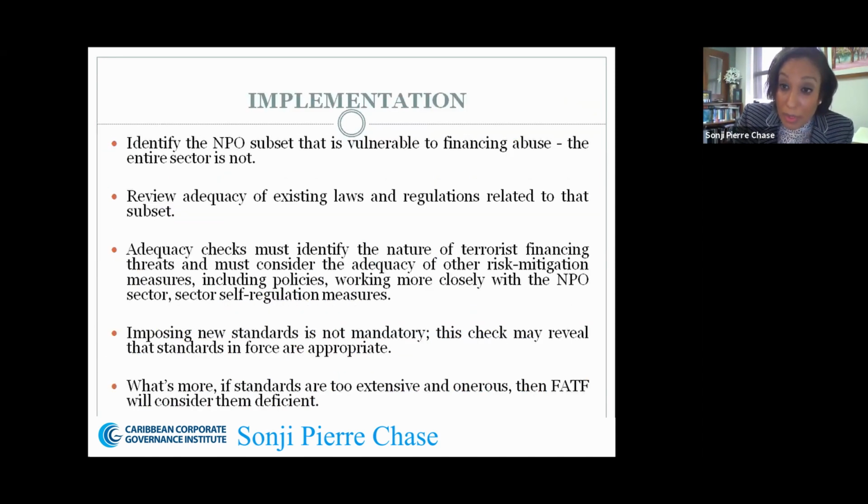So this is how we were to implement this recommendation, recommendation 8, right? We were to identify our non-profit organization subset and realize that it was a vulnerable group to financing abuse. Just as I explained to you just now, we were to review the adequacy of our laws that were in place and what regulations we had relating to that subset. We were to do adequacy checks to identify the nature of terrorist financing, the threats, and must consider the adequacy of other risk mitigation measures, including policies and working, of course, more closely with the NPO sector.